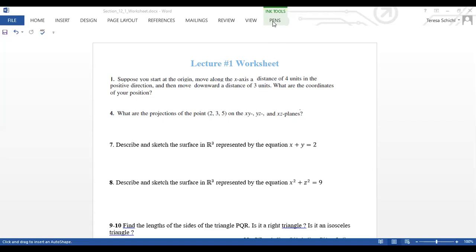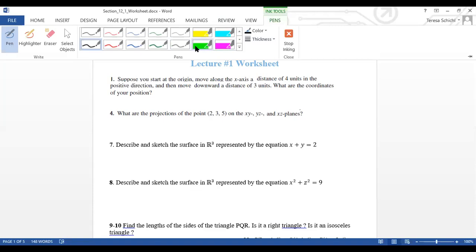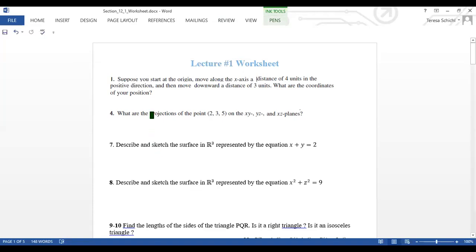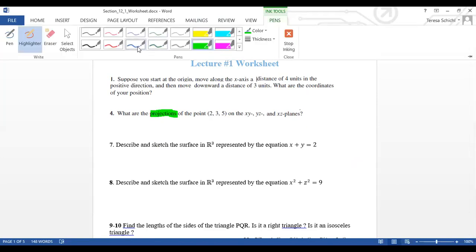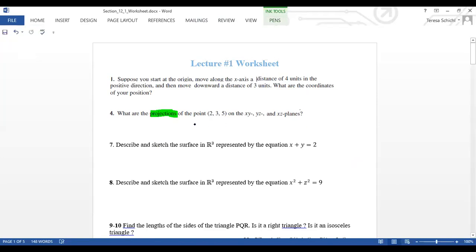The first thing I'm going to do is problem number 4. In here they ask, what are the projections of the point (2, 3, 5) to the xy, yz, and xz planes? I'm just going to do the xy plane. Remember in the lecture series, this is our xyz axes, so (2, 3, 5) is something like here. So this is the point (2, 3, 5).